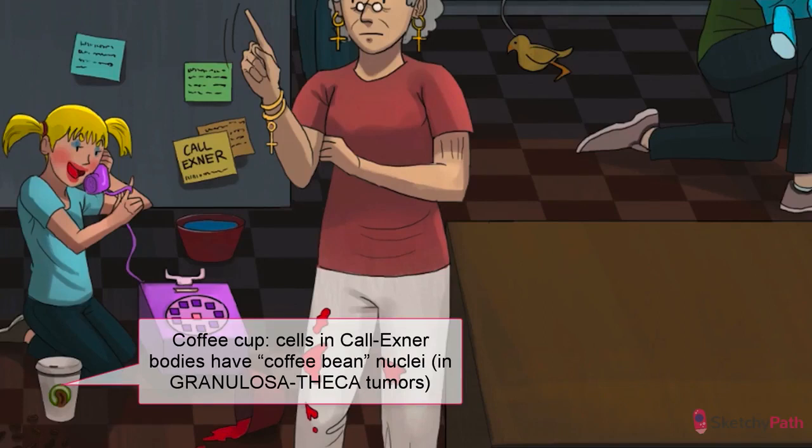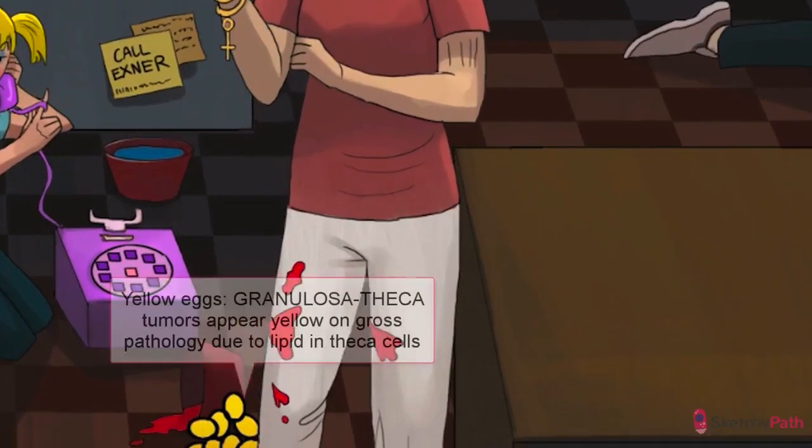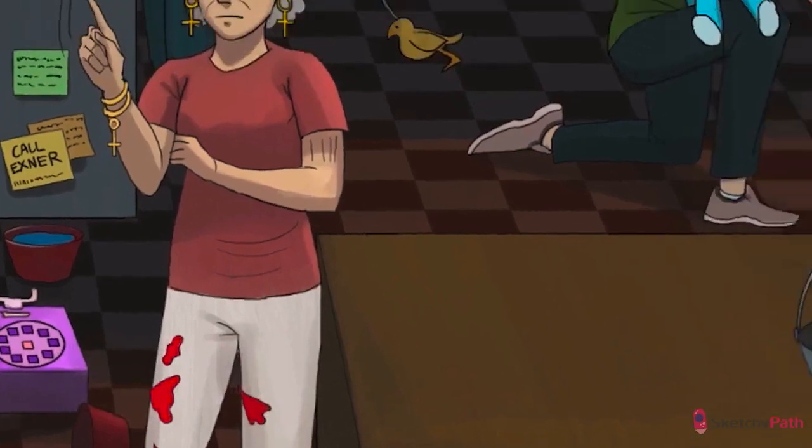So young. Theca cells, as previously mentioned, are full of lipids, causing the tumor to appear yellow on gross pathology. So let's draw in another pile of those yellow eggs, collecting on the floor there. Granulosa theca cell tumors are technically malignant tumors, but have pretty indolent growth as far as malignant cancers are concerned, and, as such, are associated with favorable survival rates.